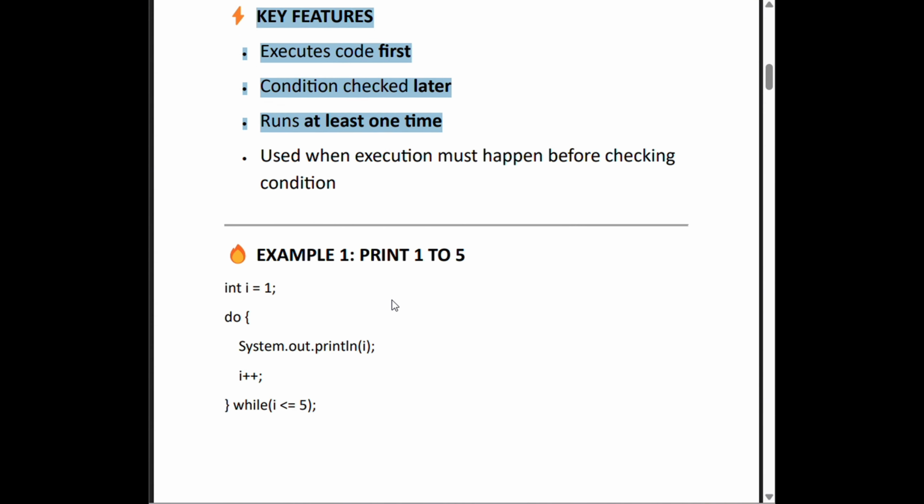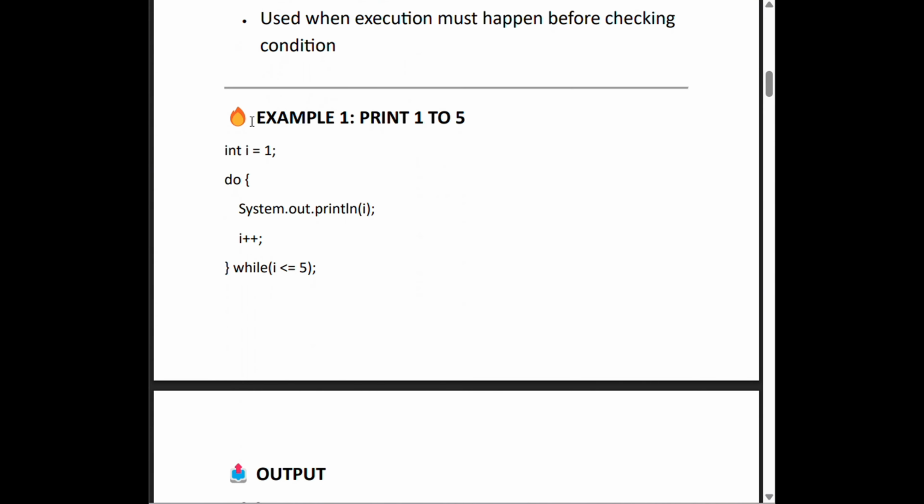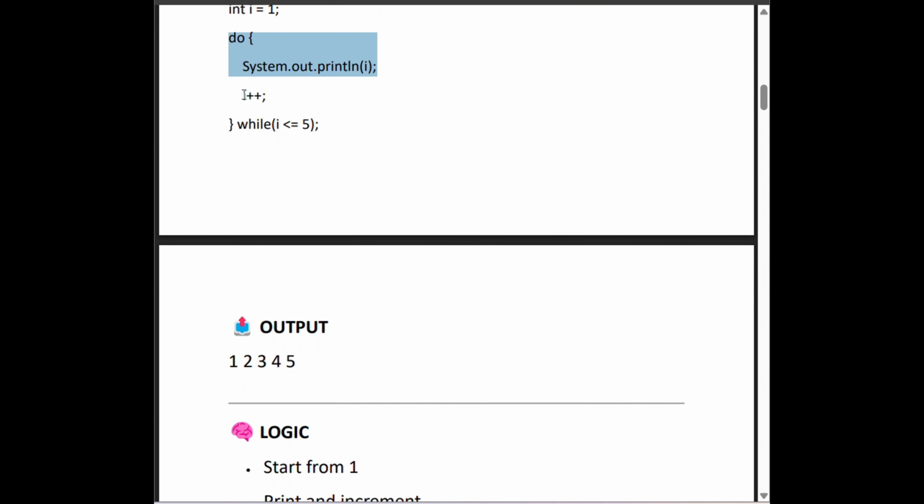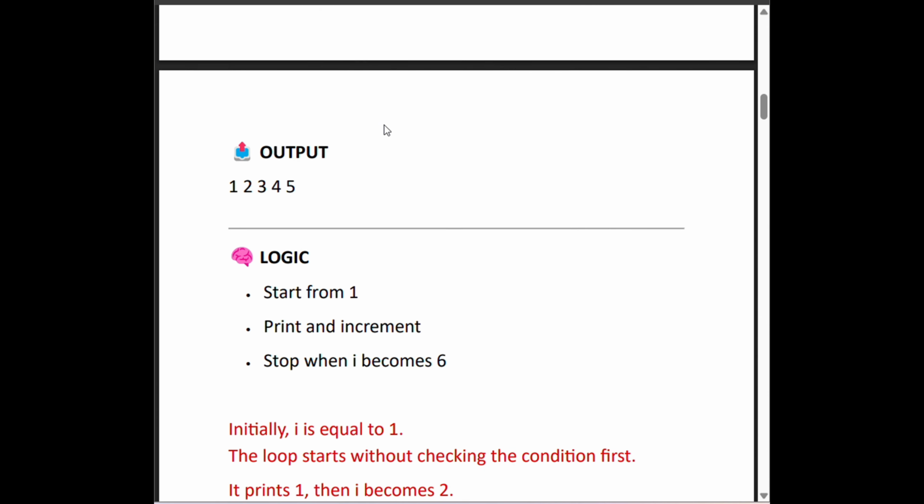So now let us understand with programs. First program, print numbers from 1 to 5. So see here the code: int i = 1; do { System.out.println(i); i++; } while (i <= 5) is the condition.